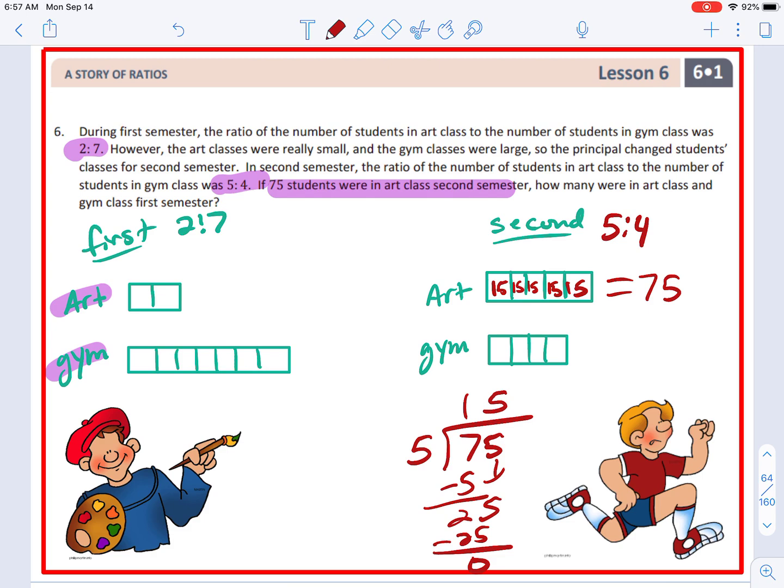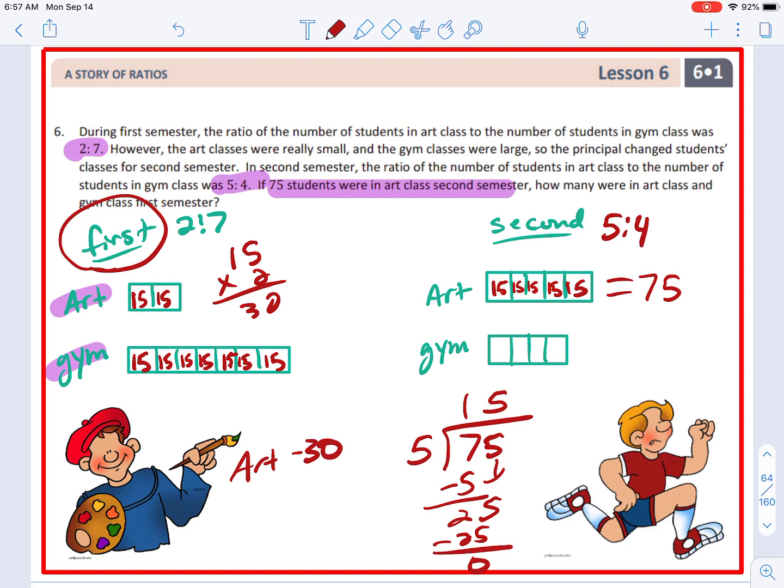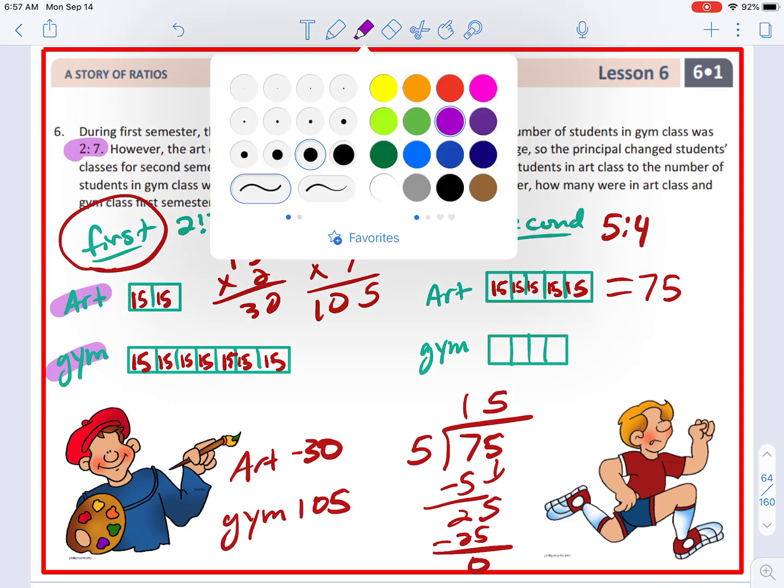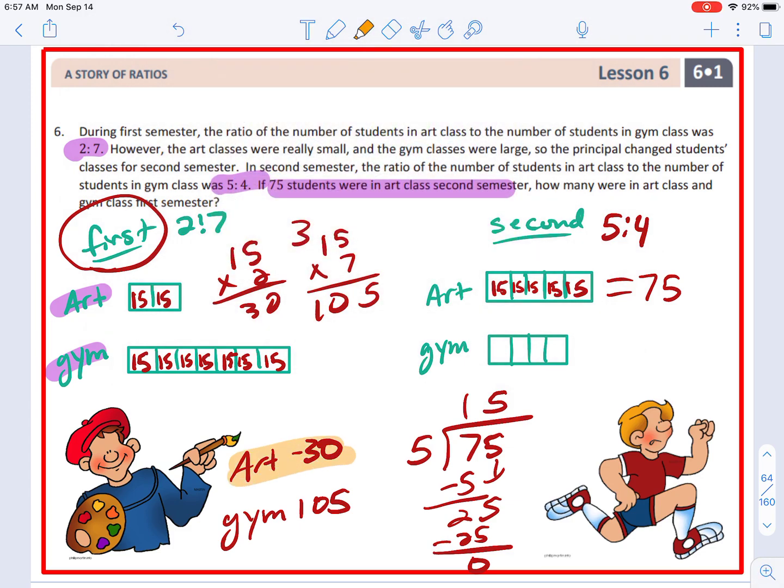Now we're going to plug it in to the first semester. So 15 here in each of these 2 units and 15 in each of the 7 units. And now all we have to do is do the math. So 15 times 2 is 30. So art was 30. And then 15 times 7 is 105. So gym was 105. And that is our answer, guys.